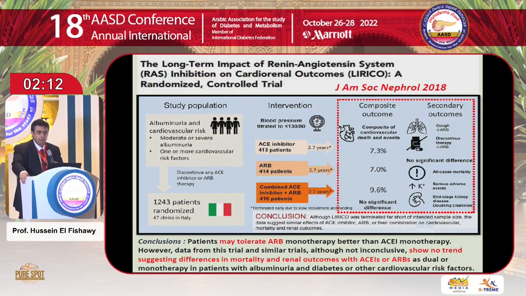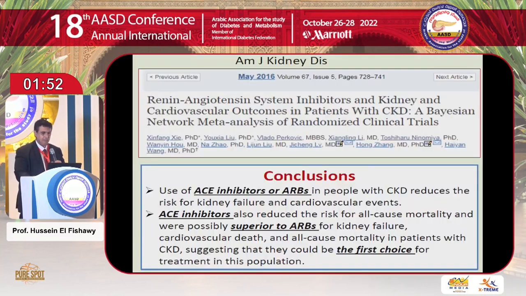And the ROADMAP study is a very important study, which is the long-term impact of renin angiotensin system inhibition on cardiorenal outcomes. This study showed that there is no difference regarding the effect of ACE inhibitors and ARBs in the long term on cardioprotection and renal protection, but ARBs may have lesser side effects.